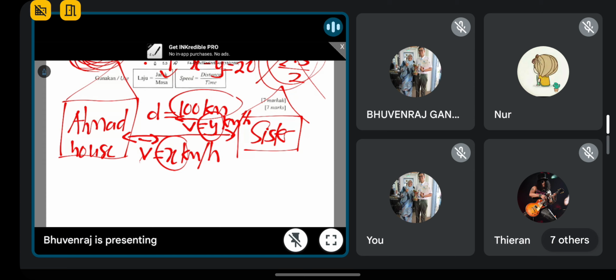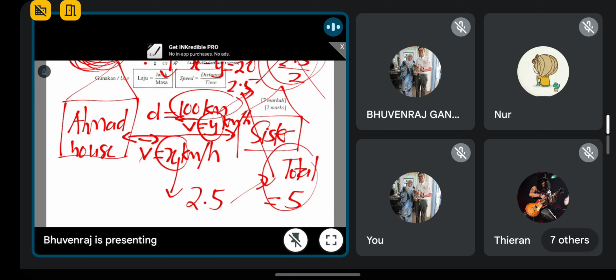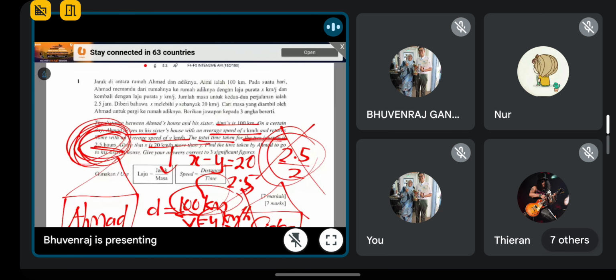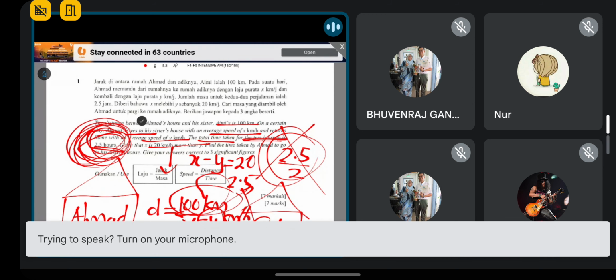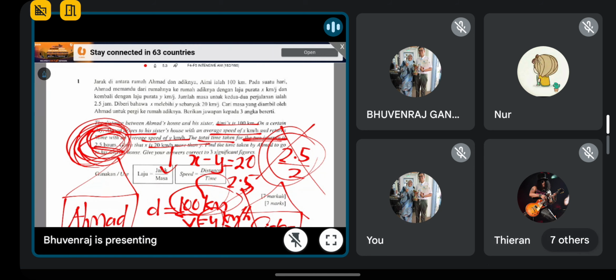Because you cannot assume that this distance takes 2.5 hours, and this distance takes 2.5 hours. If so, your total time is already 5 hours. Okay, jumlah masa dah 5. But in the question, they say the total time is only 2.5. You can see over here, total 2.5. But if you split 2.5, 2.5, that means you already say that the total time is 5, which is wrong.